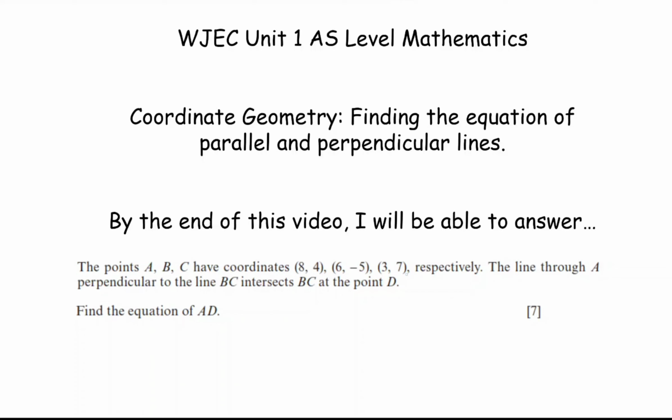Typical question for us to look at. We might have three coordinates A, B and C. We might be told the line through A is perpendicular to the line BC and intersects BC at the point D. So for a question like this, you need to be able to understand how you form a perpendicular line, the equation of a perpendicular line. That's what we're going to look at today.